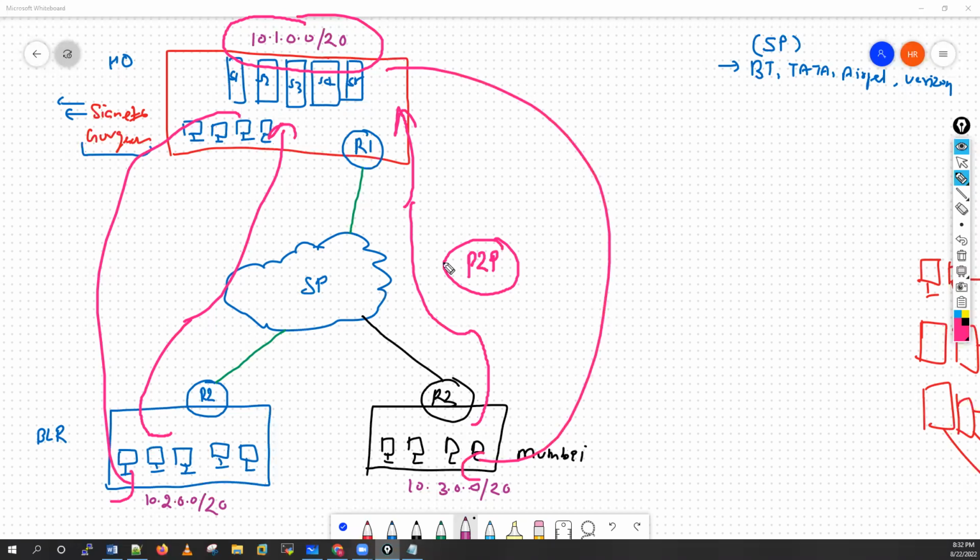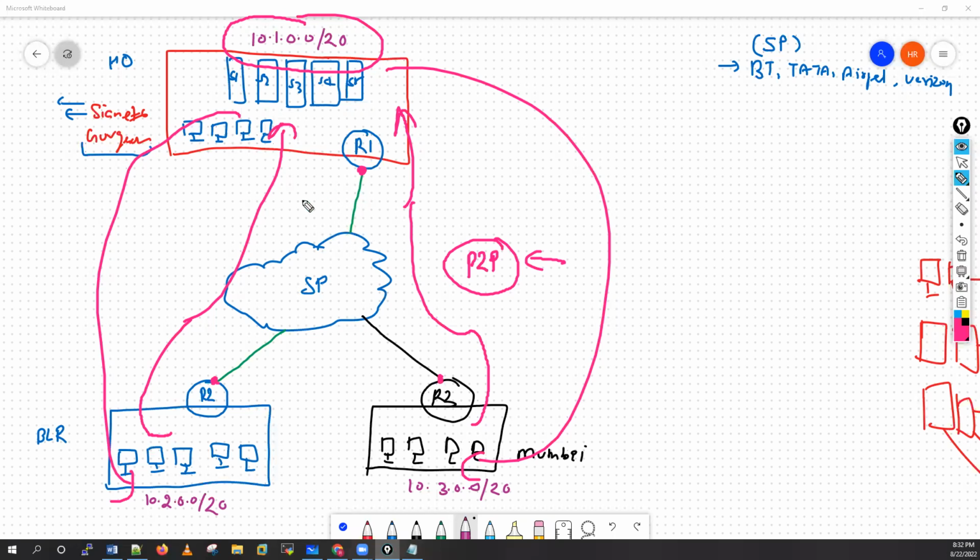So what used to happen, because these are point-to-point links, they will give you the feel that you are connecting directly with this router and this router. Means these routers, it looks like you are connecting directly with each other.